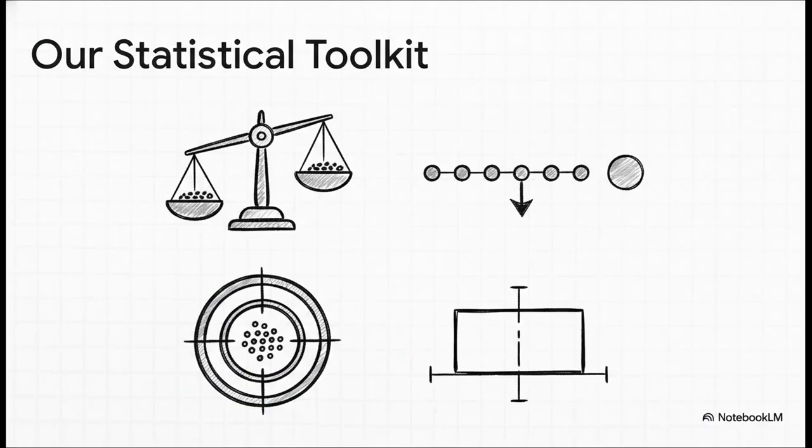So let's just do a quick recap of our new toolkit. If you need a quick and dirty average, you use the mean. If you need to find the true typical value, one that ignores those crazy outliers, you use the median. If you want to measure consistency and risk, standard deviation is your go-to. And if you want to see the entire story in one beautiful picture, you use a box plot.